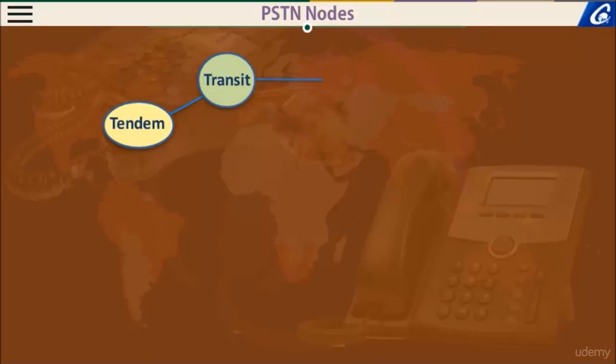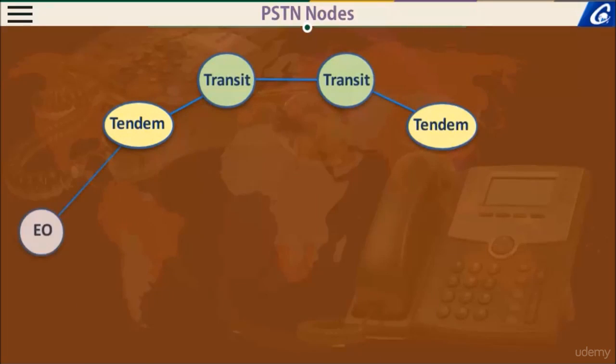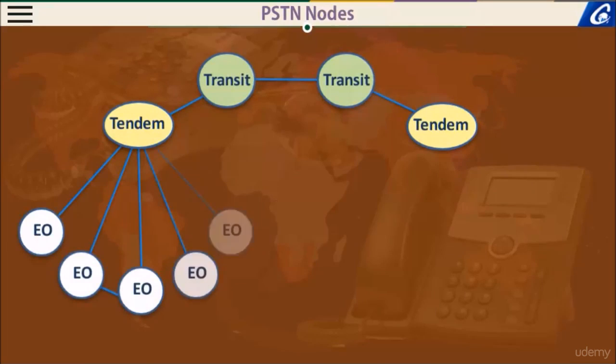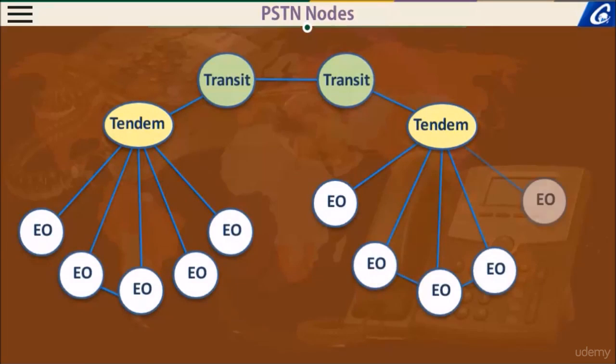Depending on geographical region, PSTN nodes are sometimes referred to by different names. The three node types we discuss here include end office or EO. It is called a local exchange. The end office provides network access for the subscriber. It is located at the bottom of the network hierarchy.